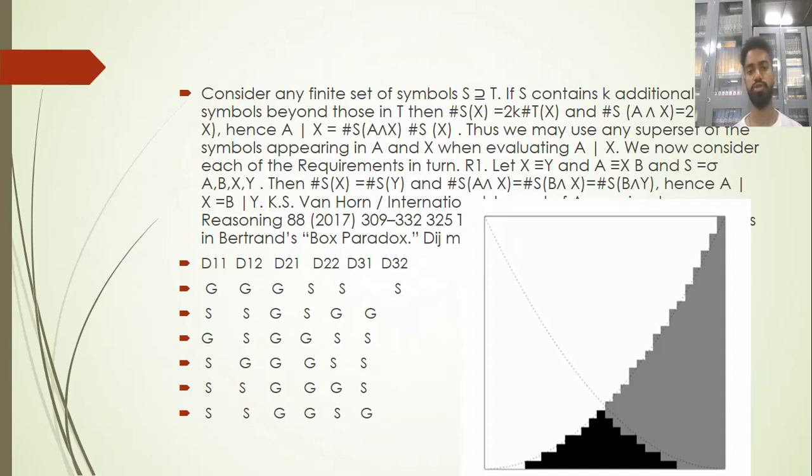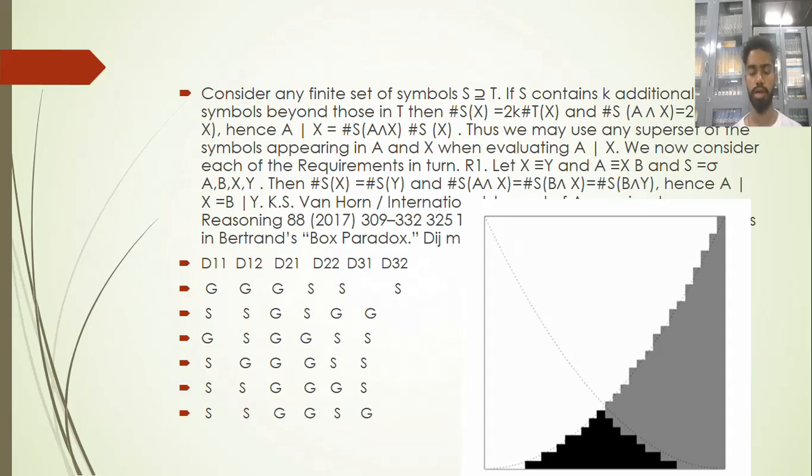See, here consider any finite set of symbols S and T, and if S contains k additional symbols beyond those, then we have the values as given here, and thus we may use any subset of the symbols appearing in A and X, evaluating A and X, A implies X. We consider each of the requirements in turn. R1. Let X equal Y and A equal X, B and S. That implies A, X; A, B, X, Y. Then hash of S, X equals hash of S, Y. And hash of S, A conjunction X belongs to hash of S, B conjunction X equals hash of S, B conjunction Y. Hence A equals X equals B.